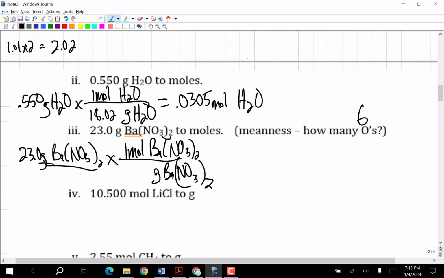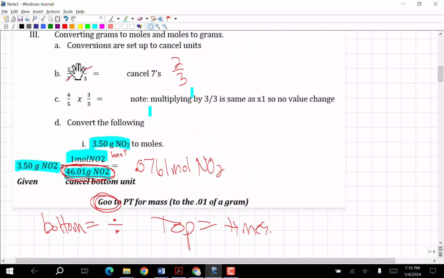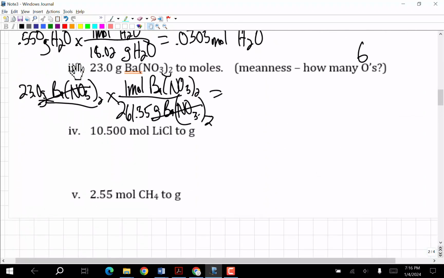All right. So go to the periodic table. Barium is 137.33 plus 2 times nitrogen. Nitrogen's 14.01 plus 6. 2 times 3, don't add, times 16. So let's see, 137.33 plus quantity 2 times 14.01, close quantity, plus quantity 6 times 16, close quantity, 261.35. And let's see what we got here. 23. And notice how grams of barium nitrate cancel. Just like when I had up here, my 7s canceled. So 23 divided by 261.35, and I got 0.0880 moles of barium nitrate.